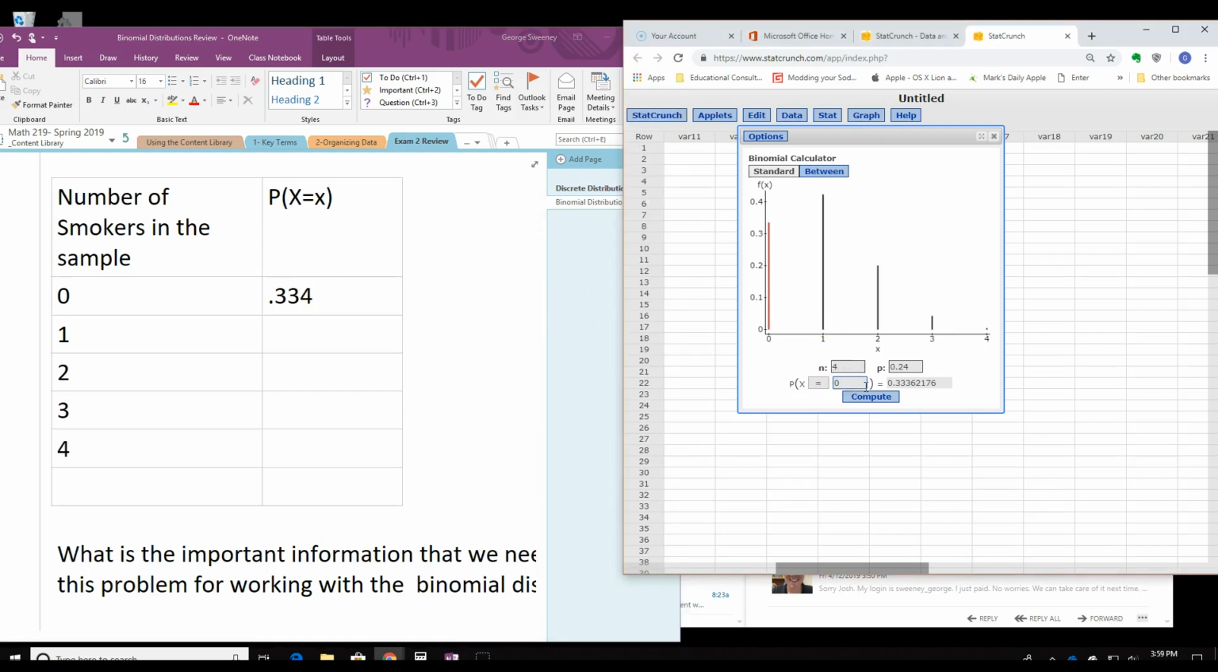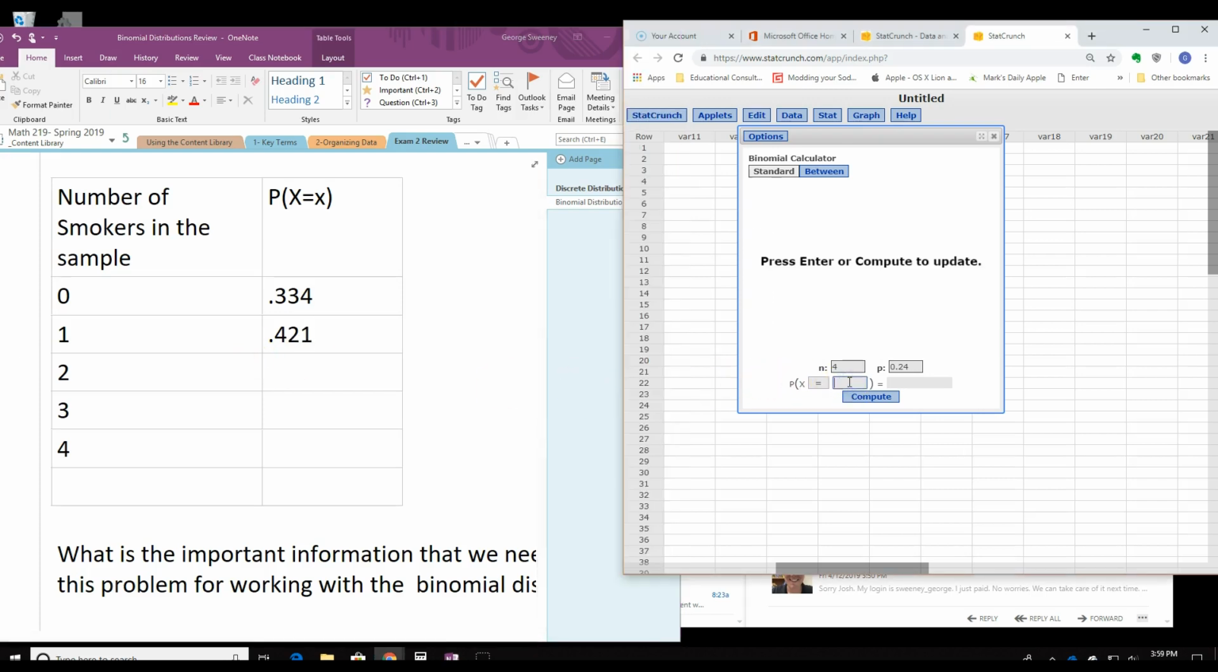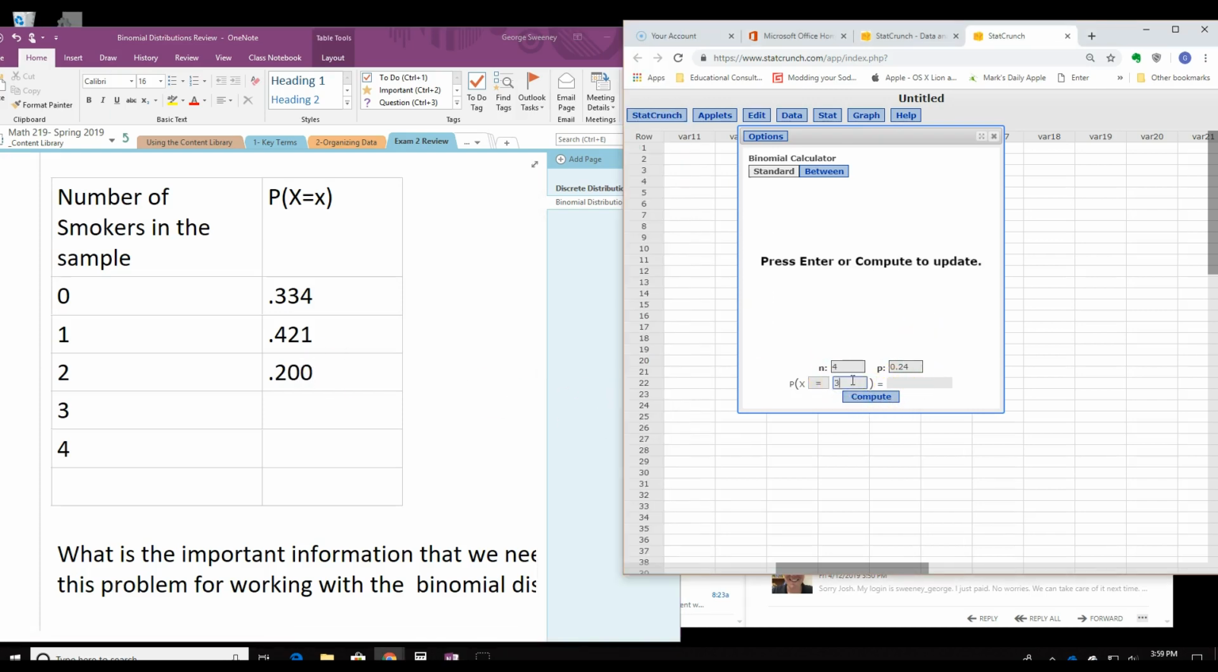What about the probability that we have 1 smoker out of the 4? So if I pick a random sample of 4, what's the probability that 1 will be a smoker? In this case, it's 0.421. What's the probability that 2 will be a smoker? That's 0.199, but when I round to 3 decimal places, it's going to be 0.200 because the 9 rounds up.